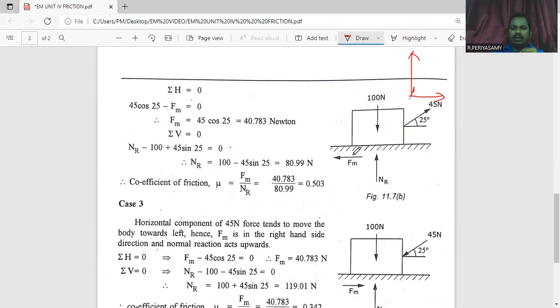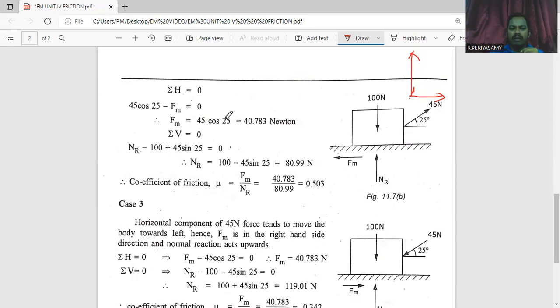Here the horizontal force is Fm, in the leftward direction. Here the horizontal component is 45 cos 25 degrees. So these two horizontal forces act in this case. 45 cos 25 degrees acts in the rightward direction, so it is considered positive. When the body moves rightward, the frictional force acts leftward, so it is considered negative: minus Fm. So 45 cos 25 minus Fm equal to 0. Finally, Fm equals 45 cos 25.